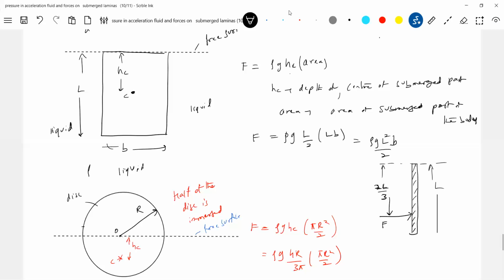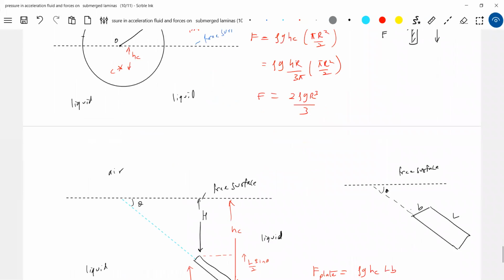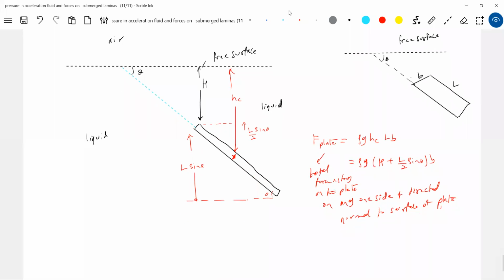Just now what we discussed, no? This is the plate. This is a free surface, and everything is liquid. It will act on either side. I'm just showing one side. This is submerged, even though it is inclined, so no problem. This edge is at a depth, so you have to just calculate the force.